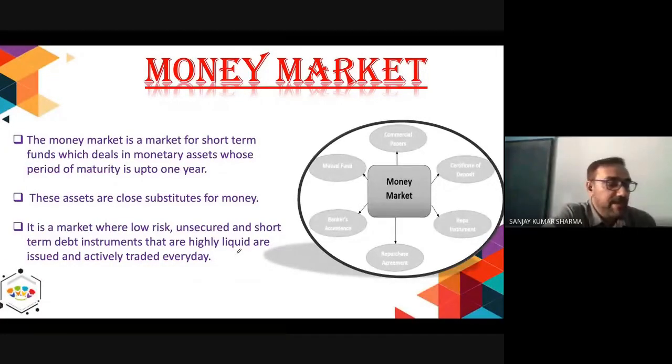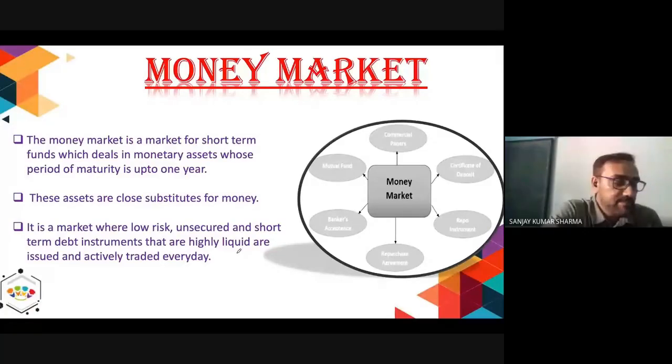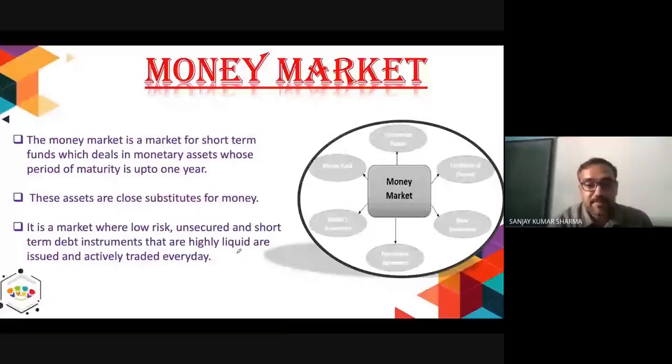Okay, money market is that market where transactions in short-term securities are made. It means those securities where the payment period is up to 1 year. As the maturity period is very short, we call it near money. Near money means substitute for money, which is written here. It is also called near money.